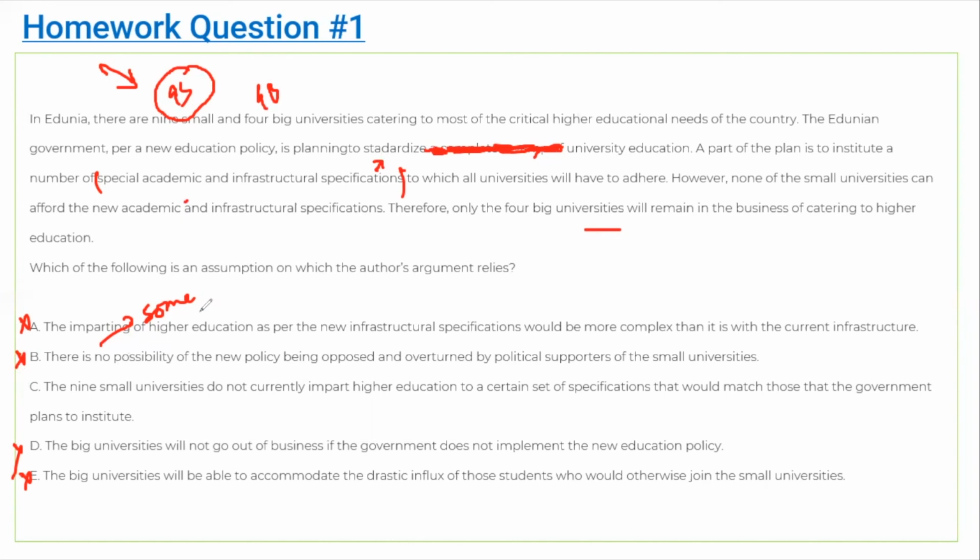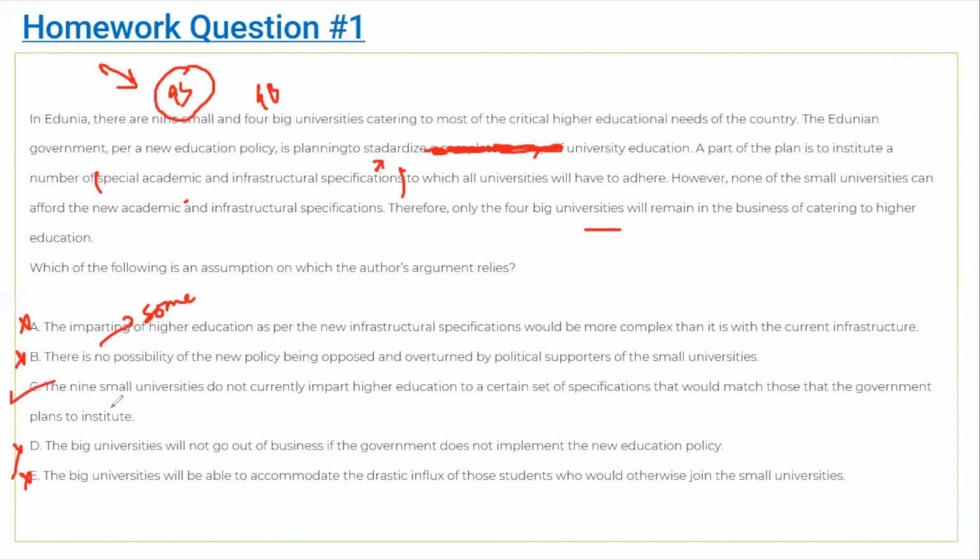Some possibility, that is ambiguous impact. And so B is actually a sufficient condition. Why is it a sufficient condition? Because if there is no possibility, that is really good. That will definitely ensure that the nine small guys go out. However, it's not a mandatory condition. Why is it not a mandatory condition? As I said, I don't need the possibility to be zero. Even if the possibility of getting overturned is 2%, even then my conclusion will hold. Even then, the nine small guys will go out. So this is a sufficient condition, not a mandatory condition, not a necessary condition, and hence cannot be the choice.